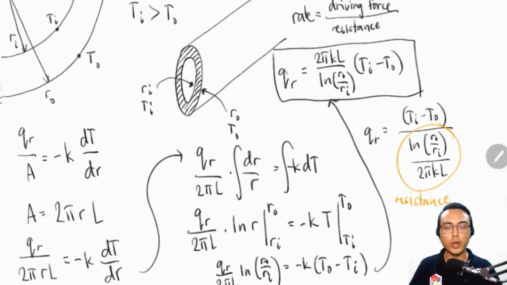Remember that this is always our resistance to heat transfer via conduction if we are talking about cylindrical systems, or specifically if we are talking about tubes and pipes. Okay, this resistance term will be very important later because if you have resistances in series, then these are what we are going to be adding. Okay, let's proceed.